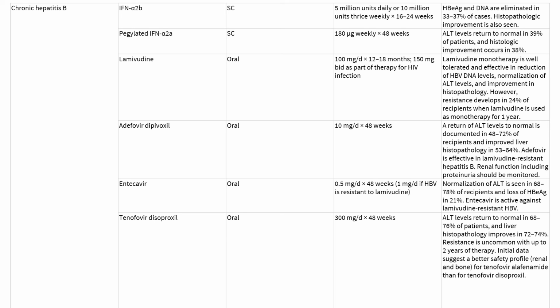Lamivudine orally 100 milligram per day for 1 year to 1.5 years, and also used as part for HIV infection. This is the dose for lamivudine. Monotherapy well tolerated, effective in reduction of hepatitis B virus DNA, normalization of alanine transaminase levels. However, resistance developed in about 1/4 of recipients.